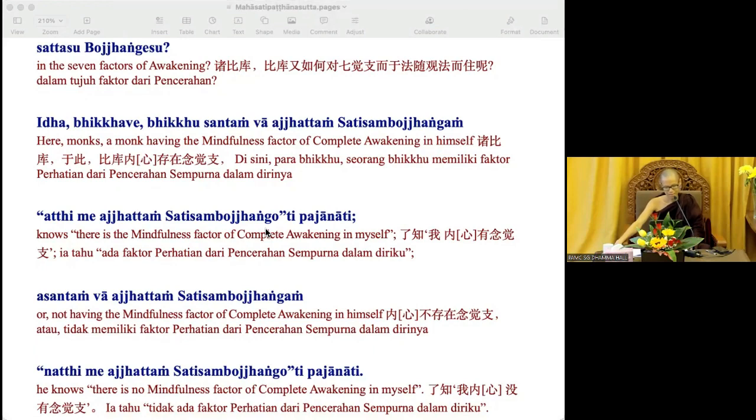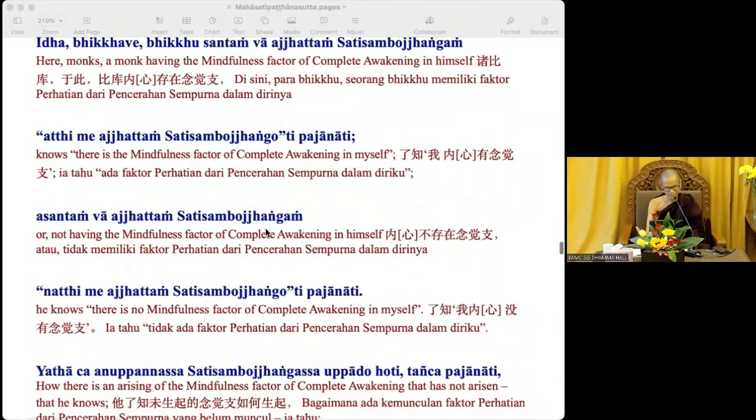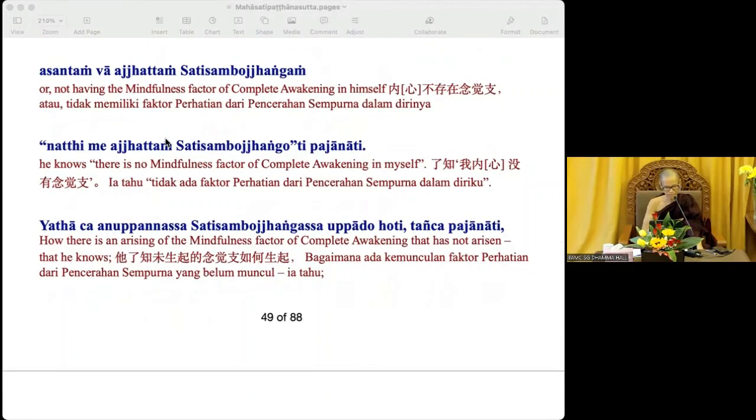Asantam va ejadan sati sambojjhangam natthi me ejadan sati sambojjhangoti pajanati. Knows what? Sati Sambojjhanga, the enlightenment factor of mindfulness, within you, asantam, which is not existing, which is not arising, which is not in the present. How to know? Natthi me ejadan sati sambojjhanga. It is the way to know: there is no Sati Sambojjhanga within me.